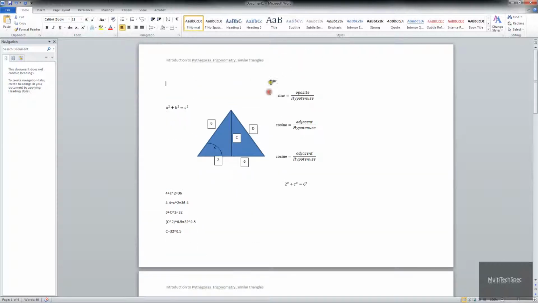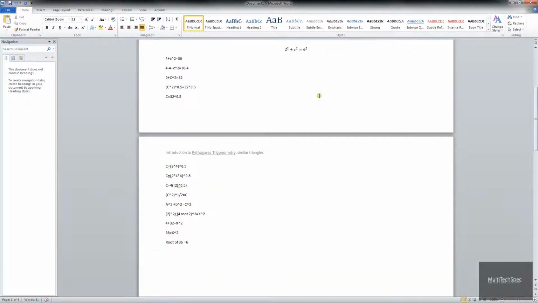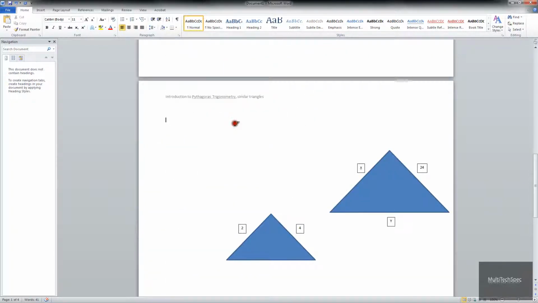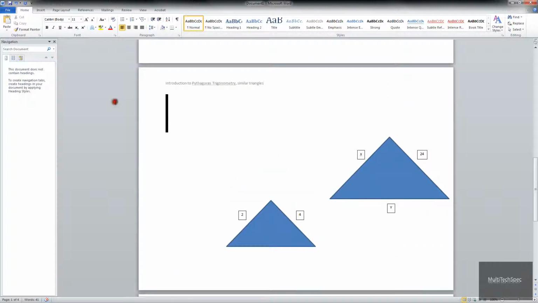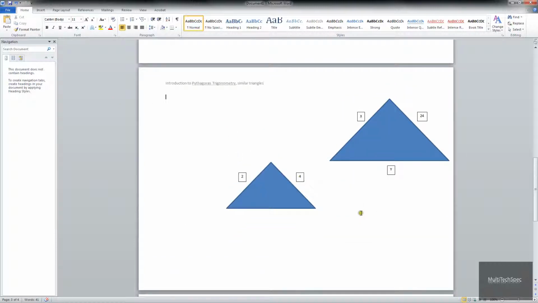Now on the other side I have a couple of other tricks for triangles. I'll get back to what this means in just a moment. But first, let's go down here. So you might be thinking, what the deuce is all this? Well, basically, these are two similar triangles.